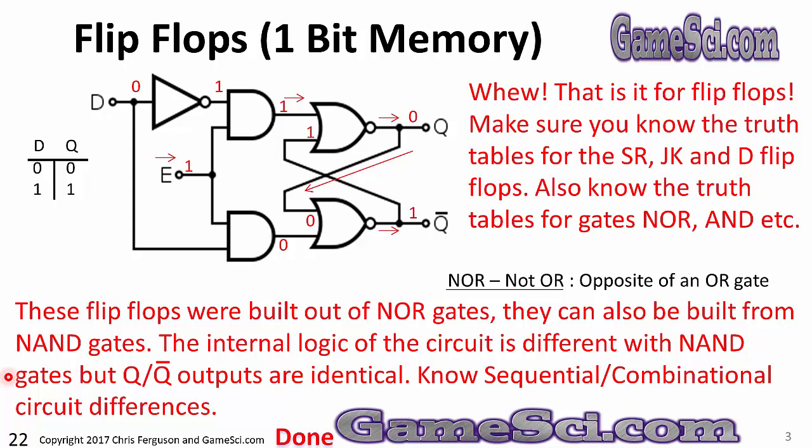Know your sequential and combinational circuit differences. Sequential circuits can maintain a value in memory. A combinational circuit only has an output based on its current inputs.